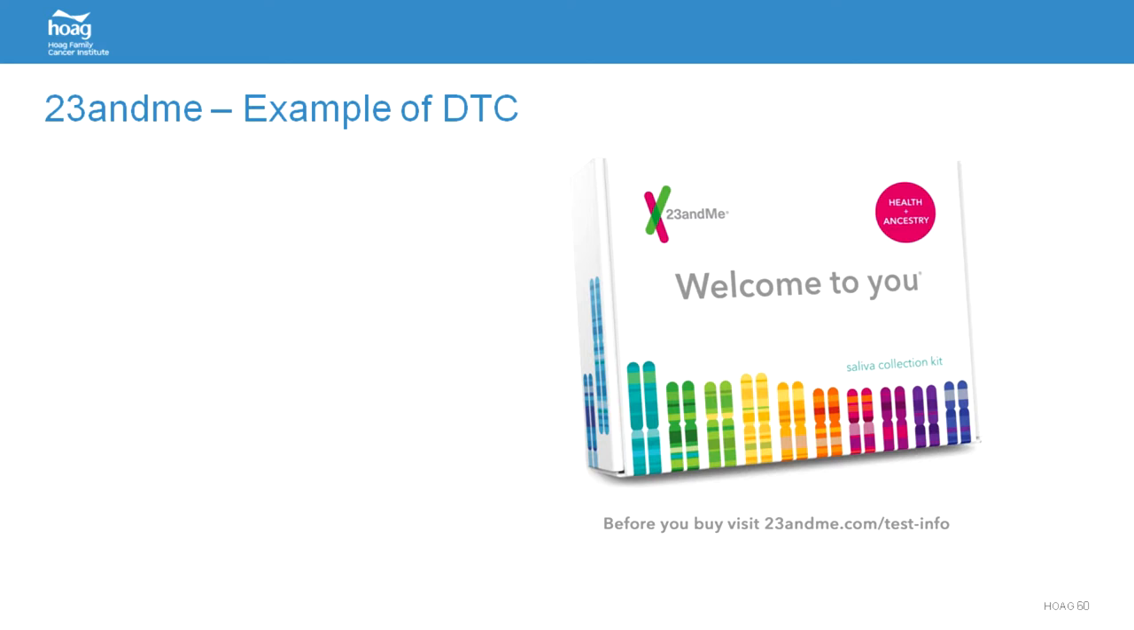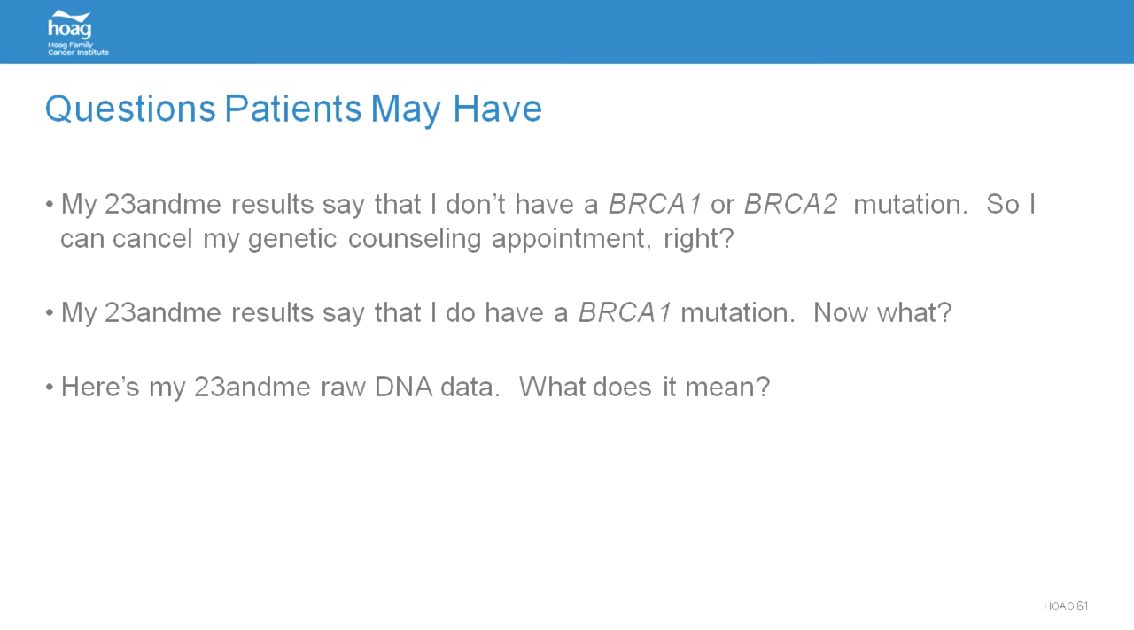Now, I'll be talking more about 23andMe, which is one of the very well-known direct-to-consumer testing companies. And questions that patients may have about this is, you know, my 23andMe results say I don't have a BRCA1 or BRCA2 mutation, so I can cancel my genetic counseling appointment, right? Or my 23andMe results say that I do have a BRCA1 mutation. Now what? And here's my 23andMe raw data. What does it mean?